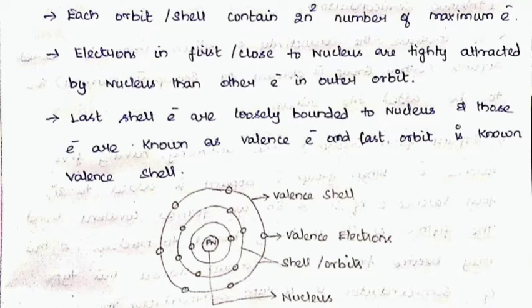From this atom diagram, you can see the nucleus which consists of protons and neutrons together, present in the center of the atom, and the orbits having electrons revolving around the nucleus. This is the basic structure of an atom. The revolving path is known as a shell or orbit. The electrons are present in the orbits, revolving around the nucleus. The outermost shell is known as the valence shell, and the electrons present in the valence shell are known as valence electrons, which are loosely bound to the nucleus.